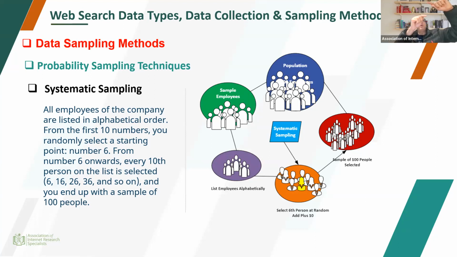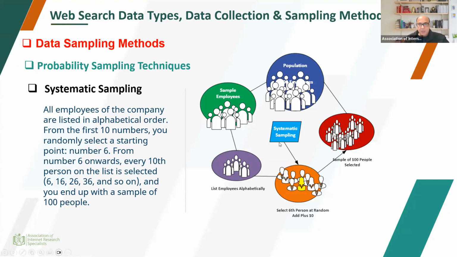So the fifth employee from 1 through 5, you can say Mr. So-and-so, Mrs. So-and-so. The next employee that you will select would be the fifth after that, or the 10th employee, and then the 15th employee, and so it goes on. And that makes it systematic from that perspective.